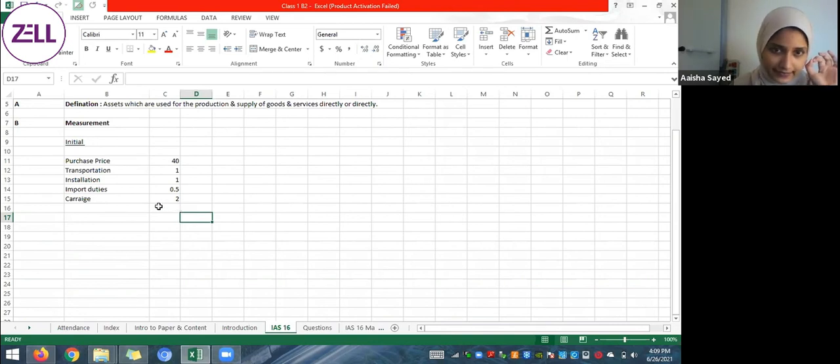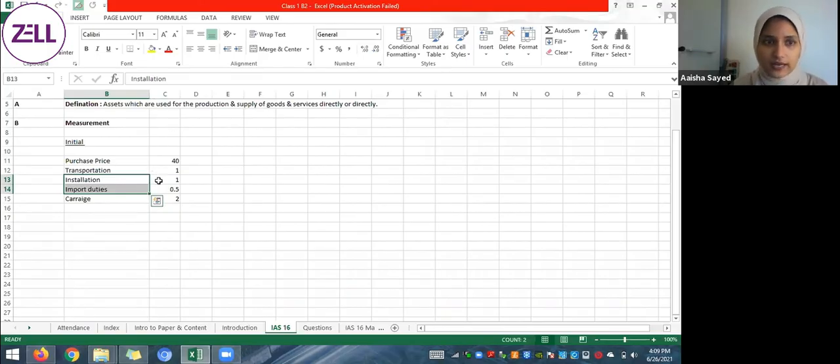Well, the correct treatment is actually to capitalize. So expensing out is wrong, Rashmi. Okay, expensing normally is fine. Transportation, installation, that is normally an expense, but in this case it's wrong. I'll tell you why. In this case it's wrong.